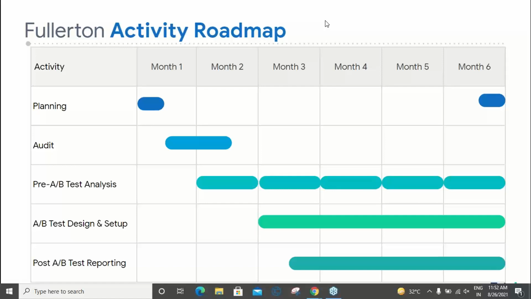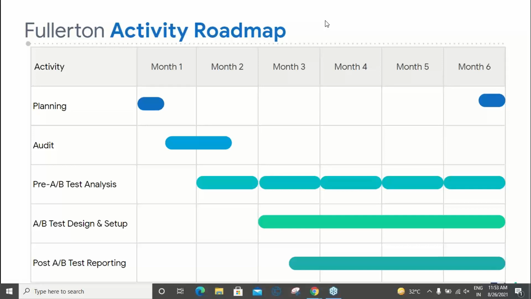Then obviously the pre-A/B test analysis, before we start any A/B testing or hypothesis, whether it's ABC or whatever. So what are the current numbers we are looking into? And once we design the A/B test hypothesis and we have set up everything, post A/B test analysis and also the reporting play a very important role.